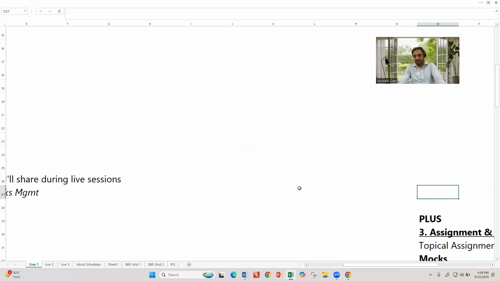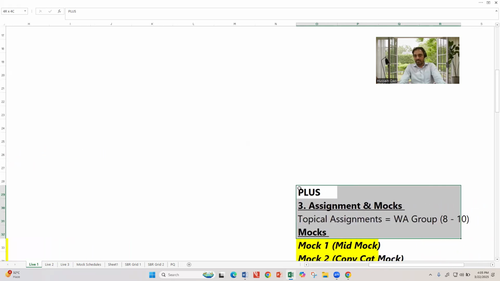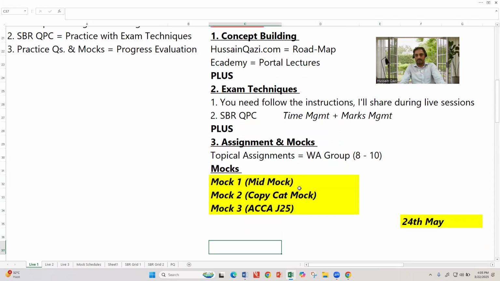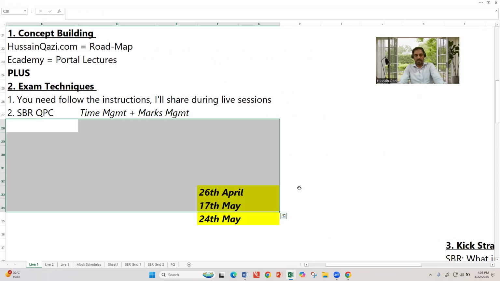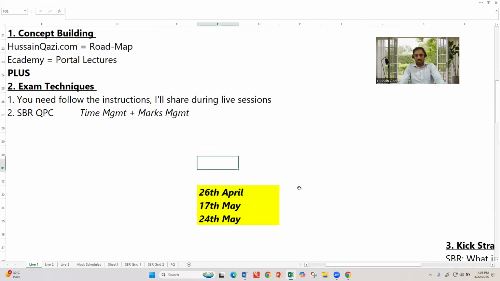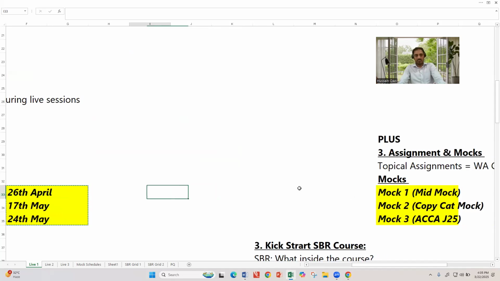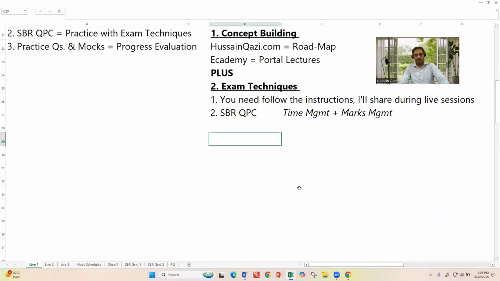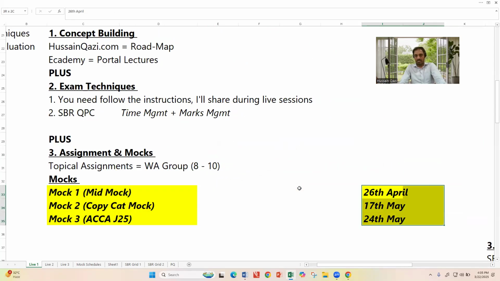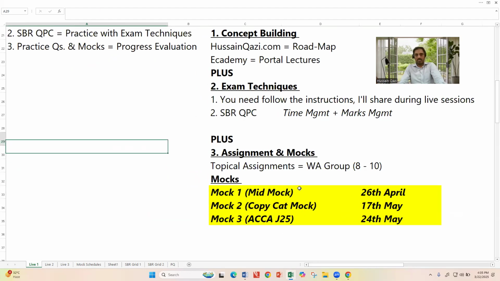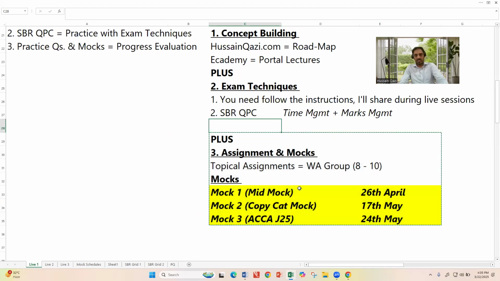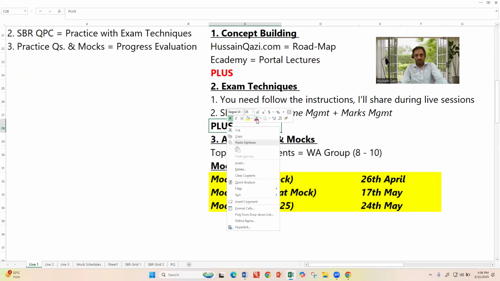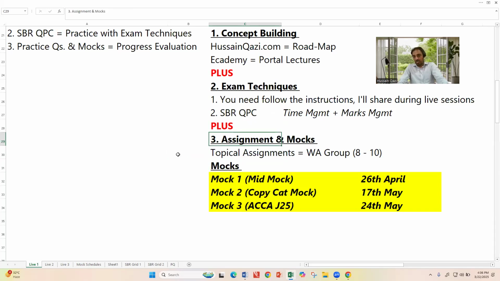So the second thing is exam technique. The third point, the third pillar is this. This is the third pillar. I particularly mentioned the term plus, assignments and mocks.